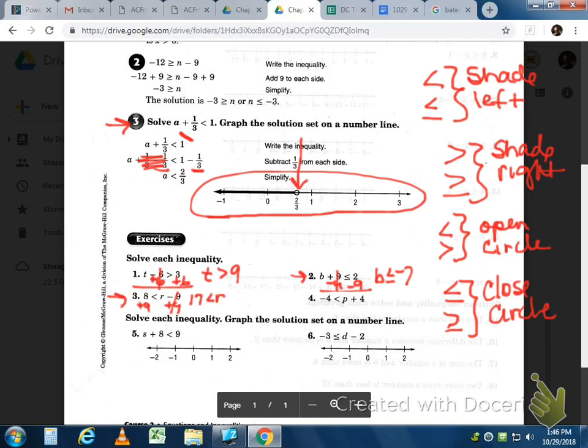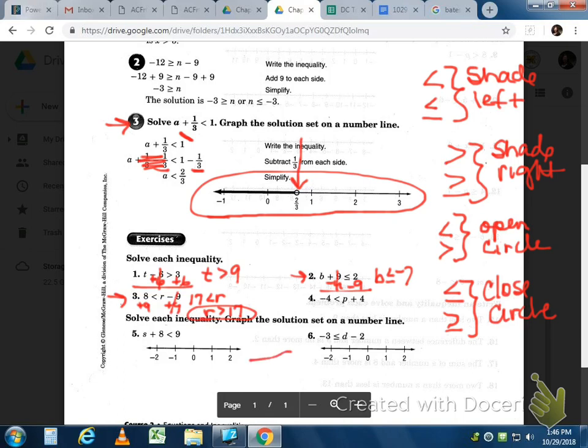What did I tell you about the variable? You want to flip it. So what you're going to do for your final answer is bring r to the left, 17 to the right, and turn around your inequality. R greater than 17. This would be the final answer.